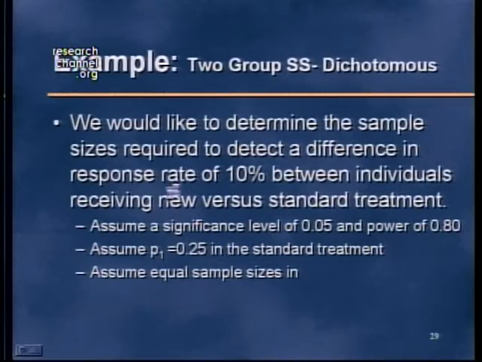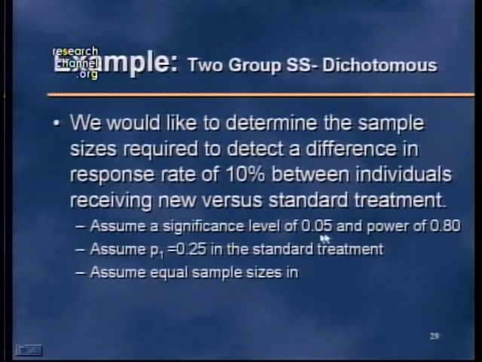Okay. Well, let's extend this then to the two-group comparison. And suppose I was interested in detecting a difference in response rate of 10%. So again, what would clue me into the fact that this is a dichotomous variable? Response? Response, yes or no. It's a rate. It's a percentage. So between patients who have a new versus standard treatment.